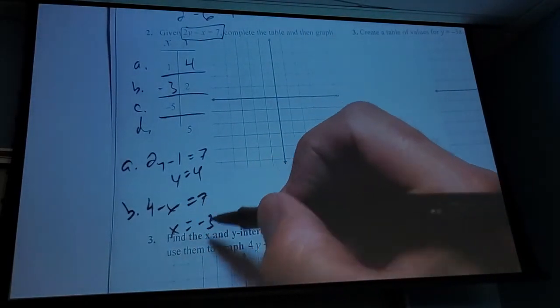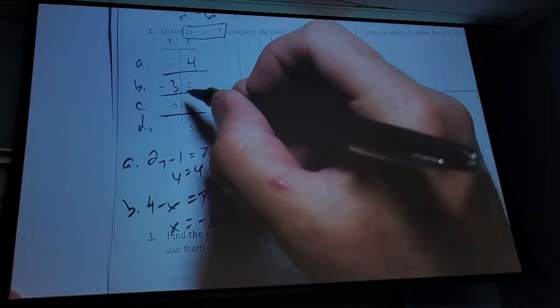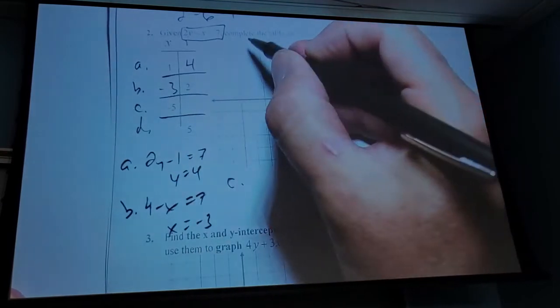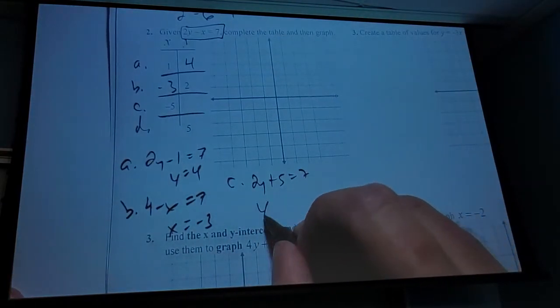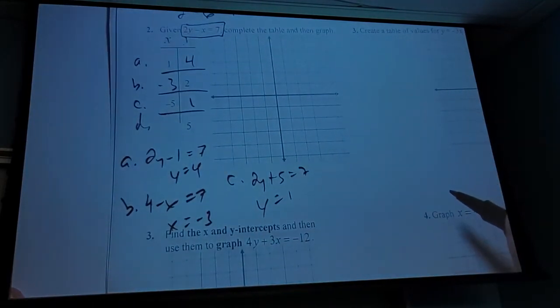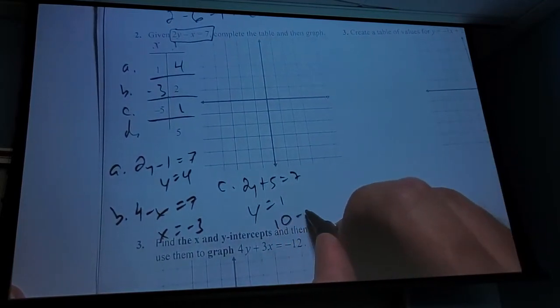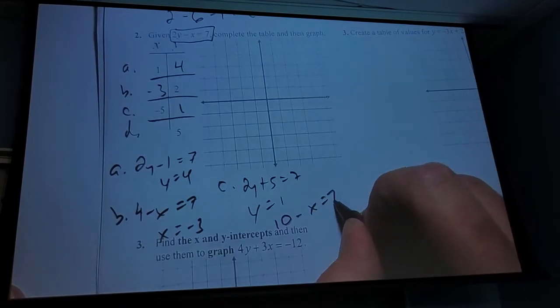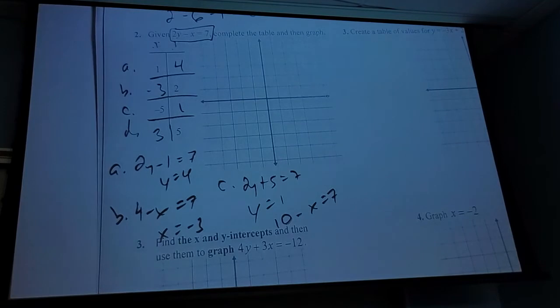I'm going to do this a little quick, because you guys can solve equations. For C, I put a negative 5 in for X. So I get 2y plus 5 is 7. So I get y is 1. And for D, I put a 5 in for y. So I get 10 minus what is 7? So that's 3. Is that cool, everybody? Did I get those right?